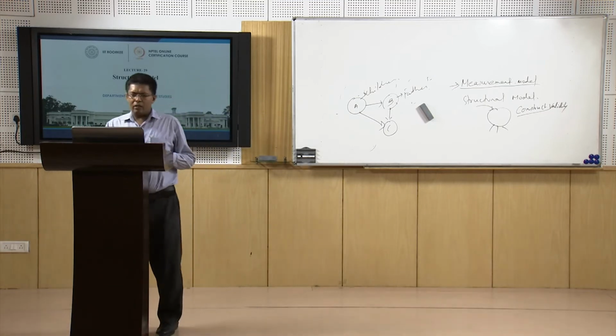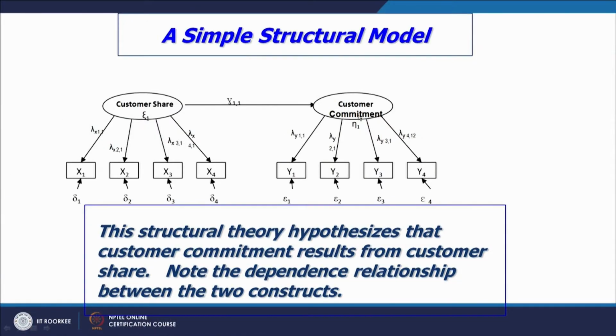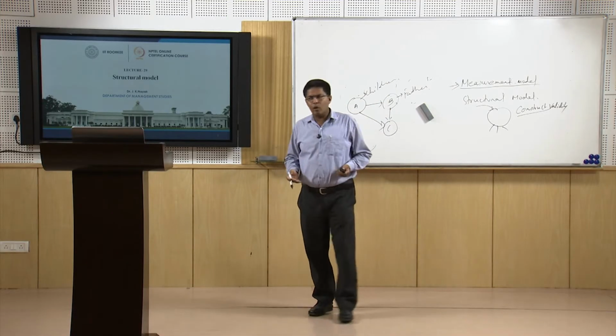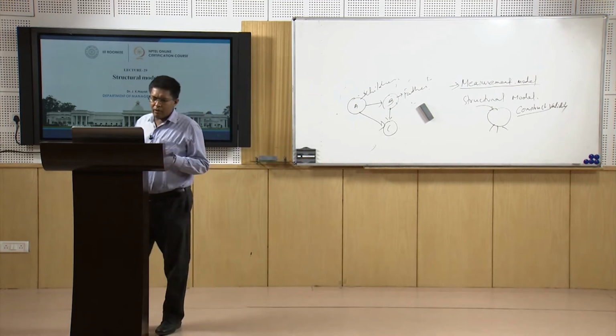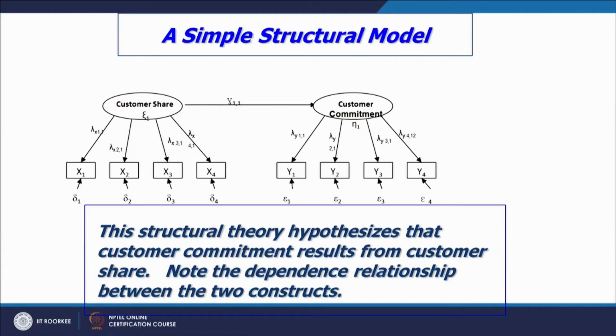So, there are two constructs here, customer share and customer commitment. Customer share has 4 variables, and customer commitment again has 4 variables. If you see the lambda, these are the factor loadings, as you saw in exploratory factor analysis. The structural theory hypothesizes that customer commitment results from customer share. So the arrow moves from customer share to customer commitment, because customer commitment is the dependent variable.